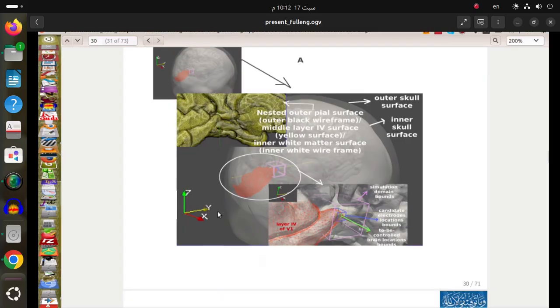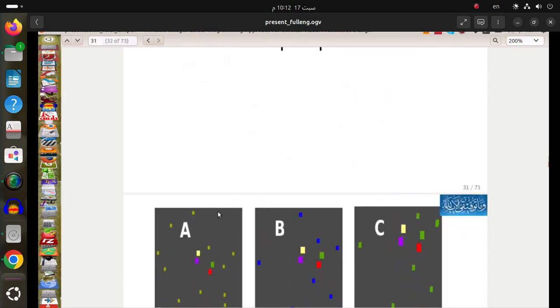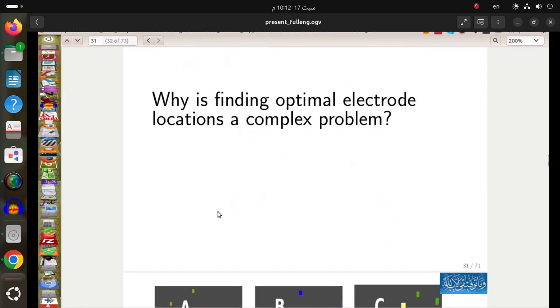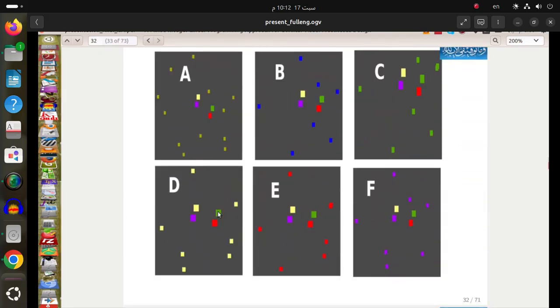We next demonstrate what kind of queries our formulations can help with, and in what way they can help the designer gain insight. The first problem we study is: why is finding the optimal electrode locations a complex problem? Why is it a complex problem? We want to answer this question.